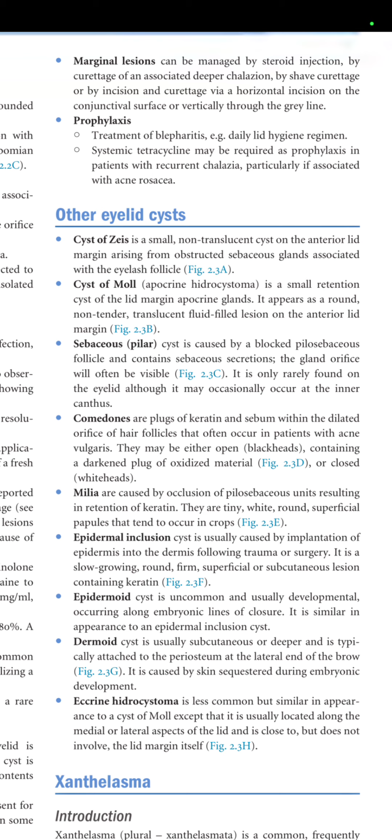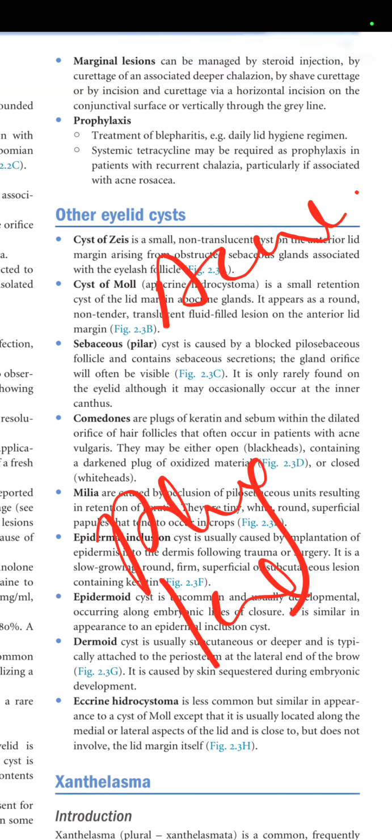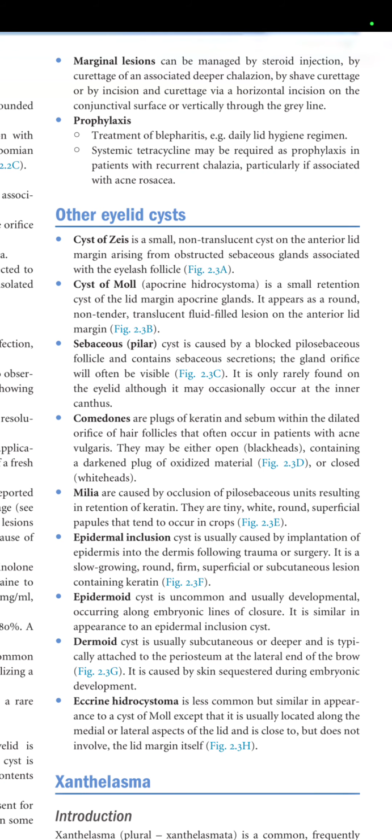Comedones. Comedones are plugs of keratin and sebum within a dilated orifice of the hair follicle that often occur in patients with acne vulgaris. So, in a patient with acne vulgaris, there will be plugs of keratin and sebum in the dilated hair follicles. They may be either open, blackheads, containing a darkened plugged or oxidized material, or closed, which is known as whitehead.